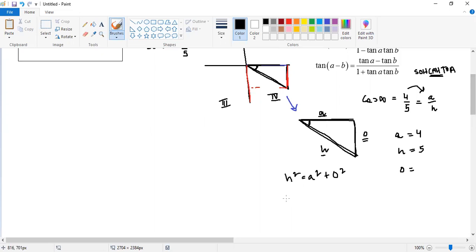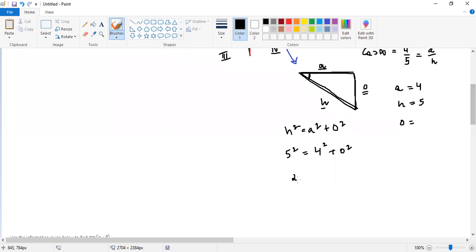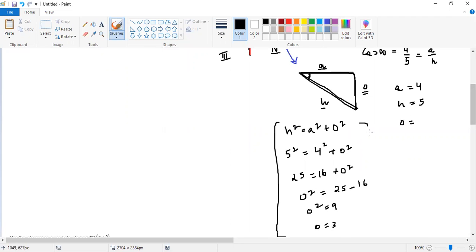So we know what h is, right? That's 5. So 5 squared is equal to a squared, and we know what a is, right? That's just 4 squared plus o squared. So we have 25 equals 16 plus o squared, and then o squared will essentially equal 25 minus 16. So o squared equals 9, and o equals 3. So this is how we've used the Pythagorean theorem for the O part of our triangle.